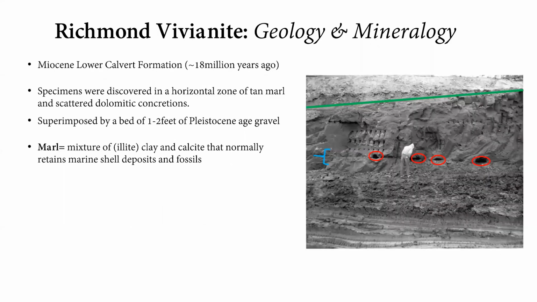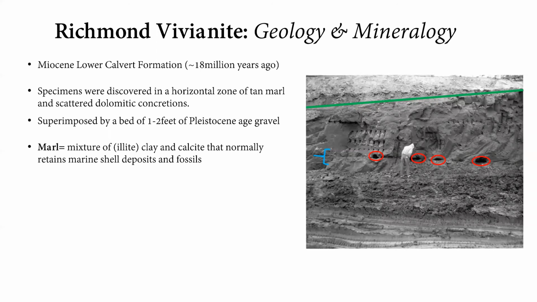So now, what was the geology and the mineralogy of this site? Well, it is Miocene in age, more specifically the Lower Calvert Formation, around roughly 18 million years ago. And the specimens themselves were actually discovered in a horizontal zone. And it was described as kind of a tan marl, and within that tan marl, you had scattered dolomitic concretions.